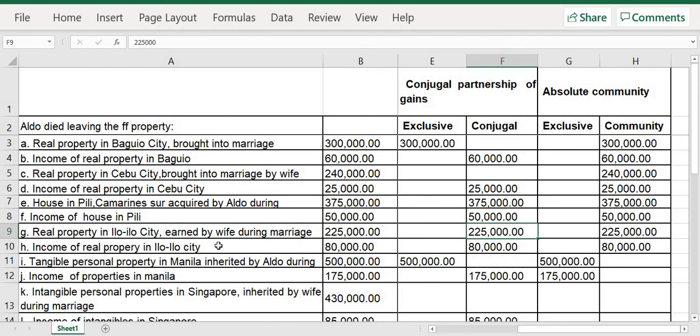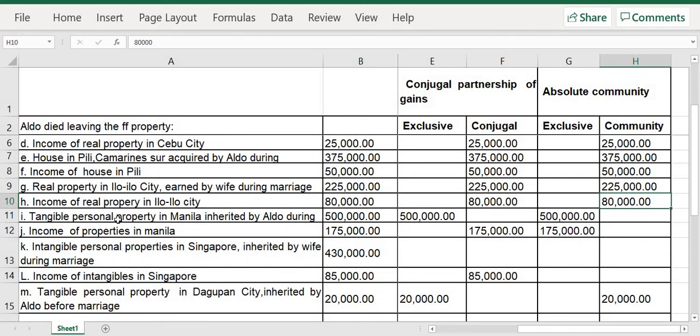Income of real property in Iloilo City. So, income of the property in letter G. Again, as a rule, the fruit is part of the conjugal properties under conjugal partnership of gains. And dito naman, the fruit follows principal under absolute community property regime. Since community property yung real property ni Iloilo City, kaya yung income niya o yung fruit niya will also form part of their community property.